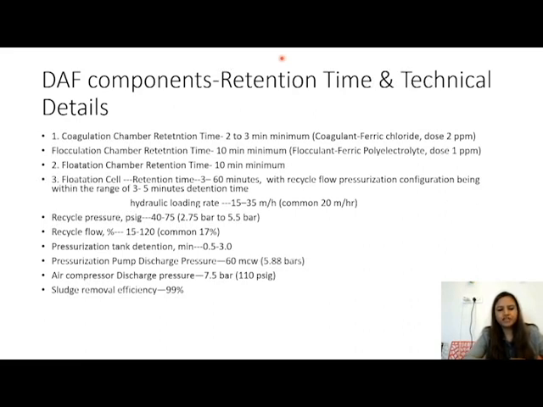Recycle flow percentage is generally 15 to 120 percent. Commonly used is 17%, or sometimes 100% recycle flow is also used as required by the client. Pressurization tank detention time is 0.5 to 3.0 minutes. Pressurization pump discharge pressure is generally 60 mcw, which is equivalent to 5.88 bars. Air compressor discharge pressure is generally 7.5 bar, that is 110 psig. Sludge removal efficiency of a DAF system is 99%, that is, only 1% remains in the clarified water.